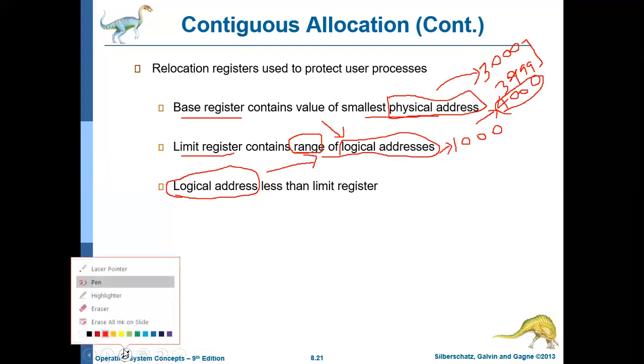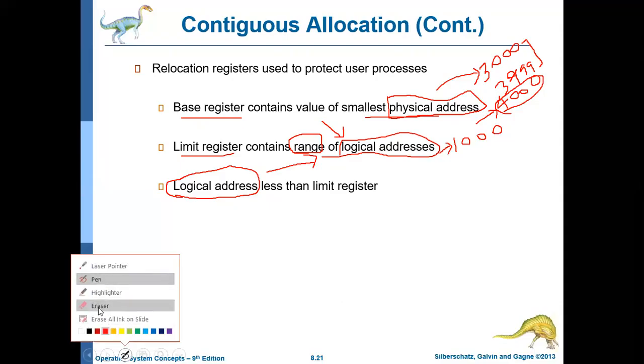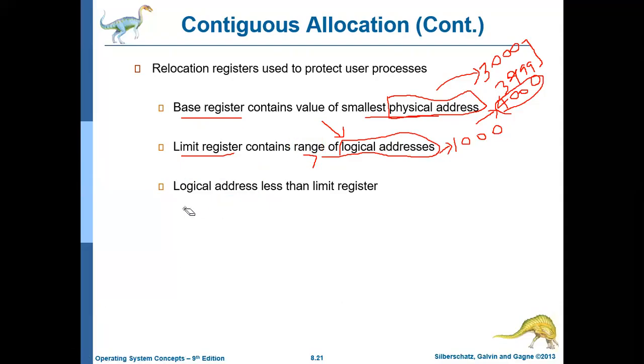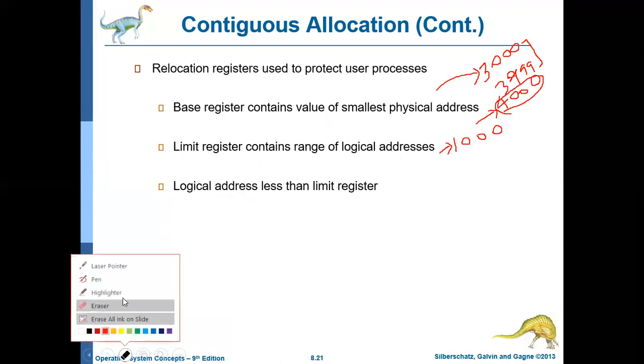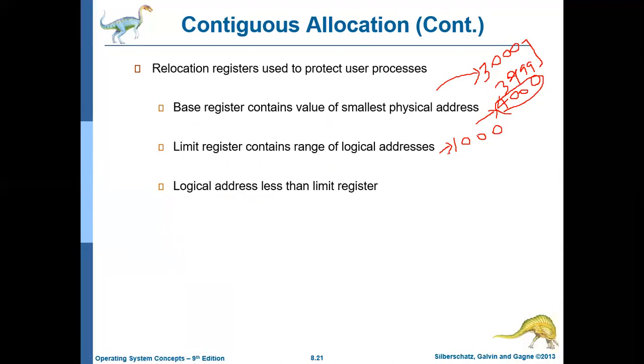Now this 1000 is not the physical address. 1000 is the logical address, whereas this 3000 is the physical address. This 3000 is the physical address and this 1000 is the logical address.